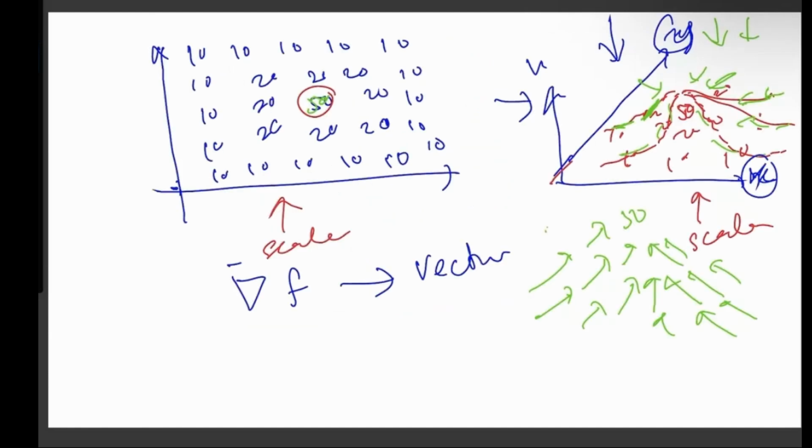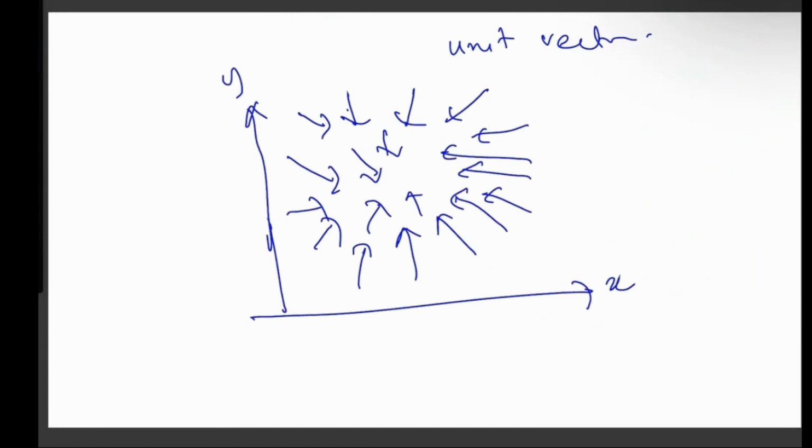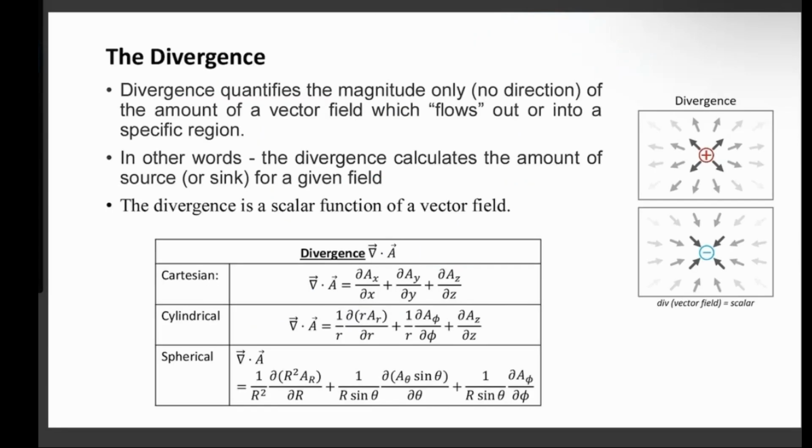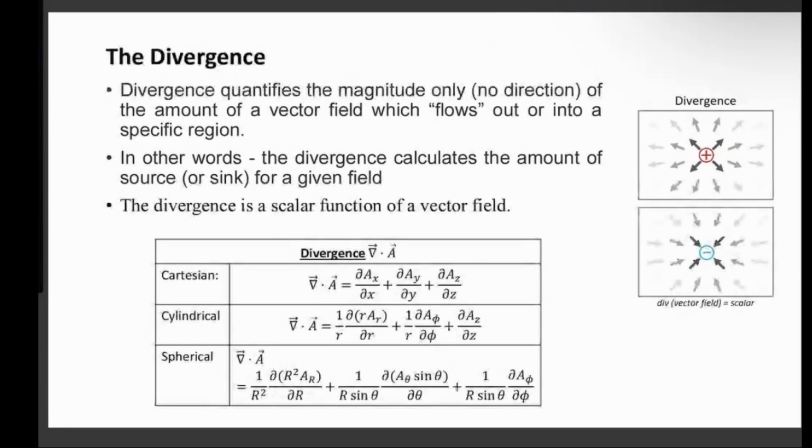So this is a scalar. We apply del to this scalar, and the output will be a vector. This is called the gradient of the function. Any question regarding the gradient? No question. Okay, now we go to the next one, which is divergence.